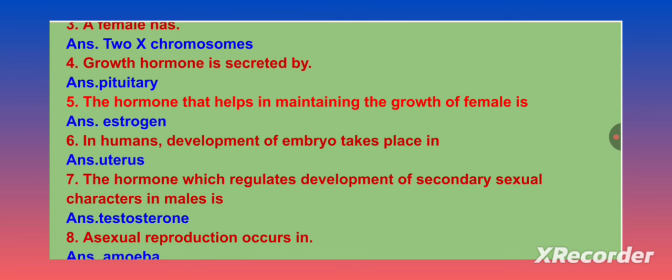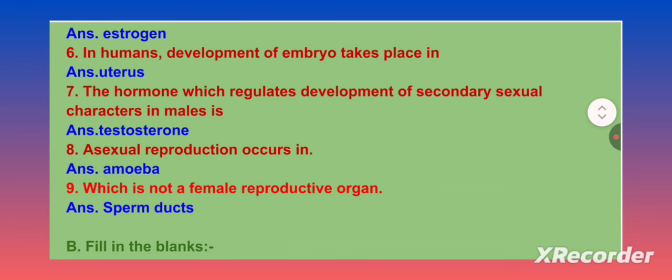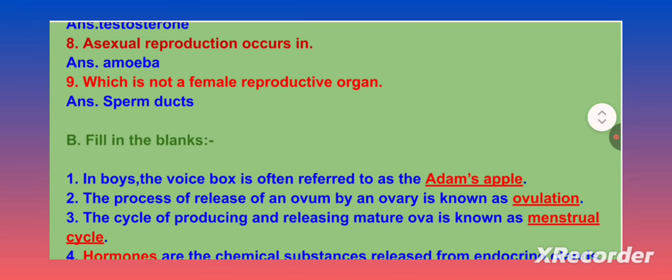The hormone which regulates development of secondary sexual characters in males is testosterone. Asexual reproduction occurs in amoeba, which is not a female reproductive organ. Sperm ducts. Fill in the blanks.